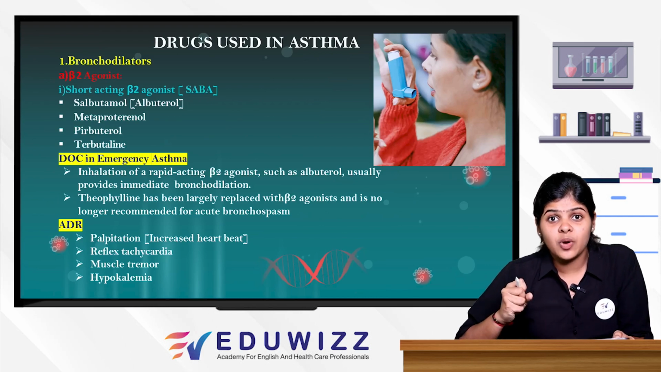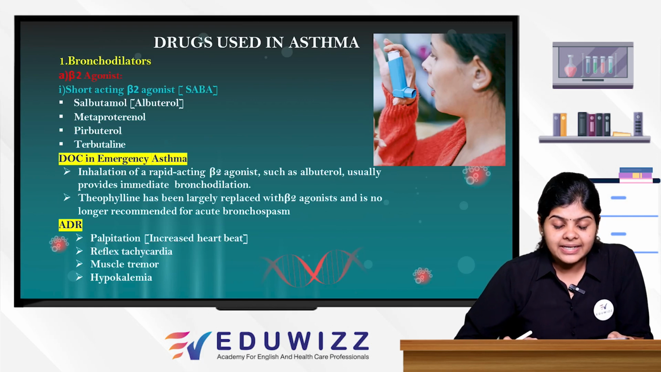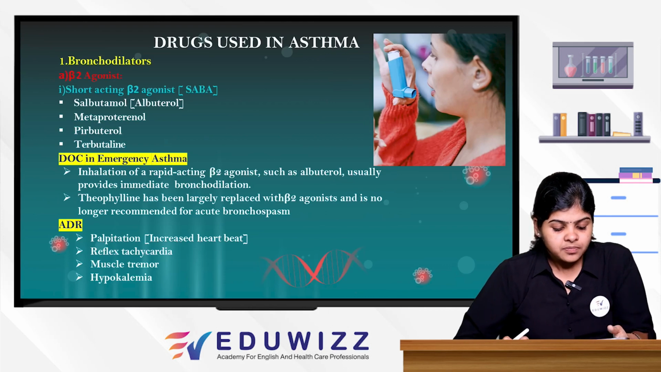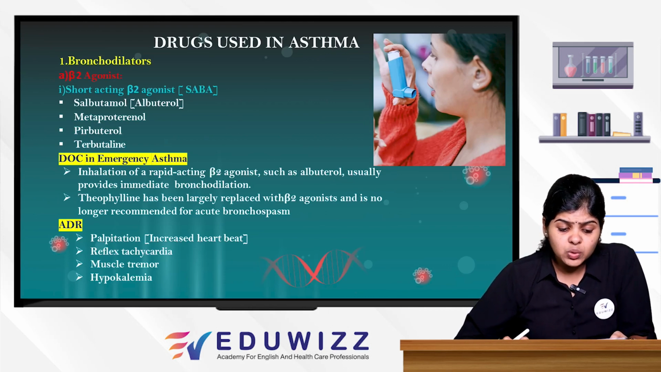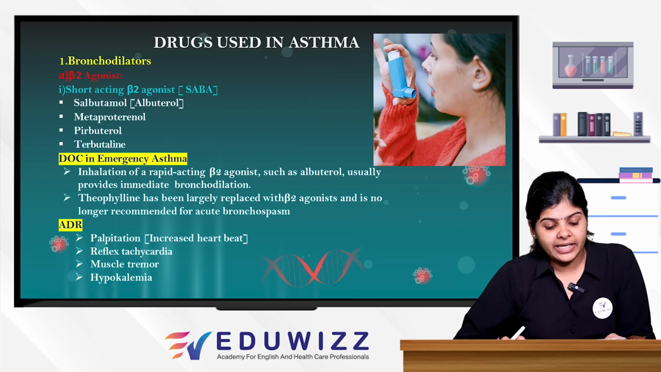In an asthma condition, the bronchus is constricted, so we need to dilate it. In that condition, we can give albuterol. Theophylline has been largely replaced with beta-2 agonists and is no longer recommended for acute bronchospasm. The main adverse effects of beta-2 agonist short-acting drugs are palpitation, reflex tachycardia, muscle tremor and hypokalemia.